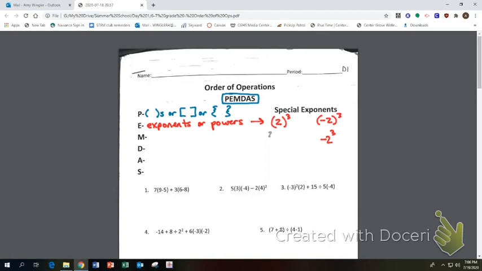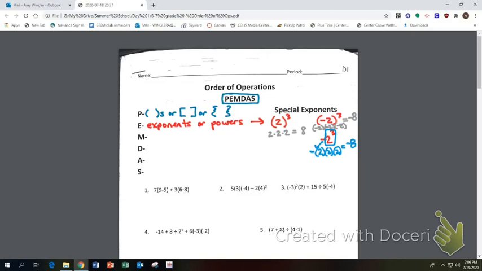So 2 cubed is the same thing as 2 times 2 times 2, which is 8. Negative 2, because it's in parentheses, cubed, is going to be negative 2 times negative 2 times negative 2, which is negative 8. If you're looking at the next problem, negative 2 cubed, it is different than the last one we just did. This negative drops down, and the 2 is actually the only thing that's cubed. So it's going to be 2 times 2 times 2. So this answer is going to be negative 8 also.